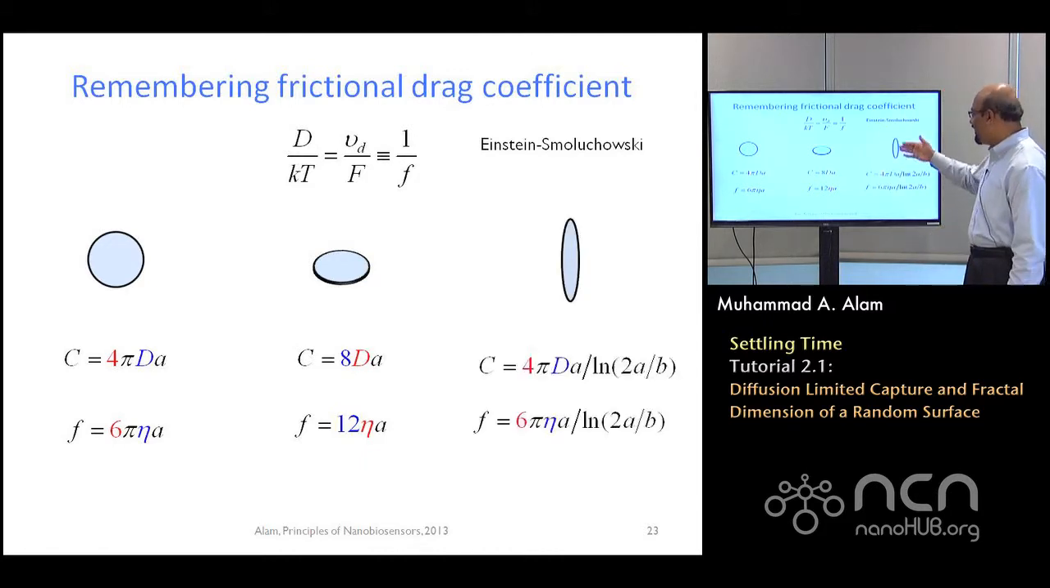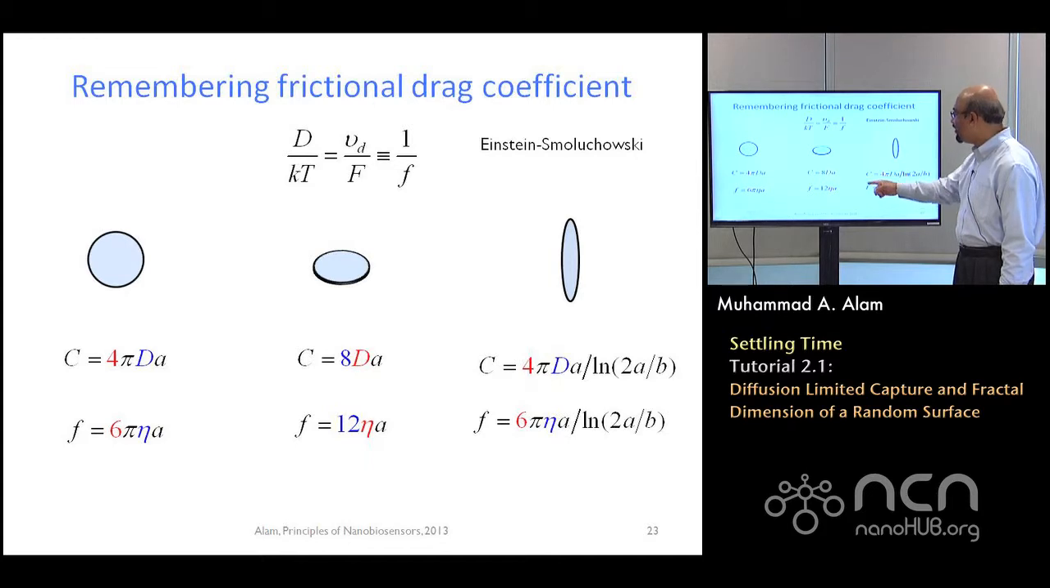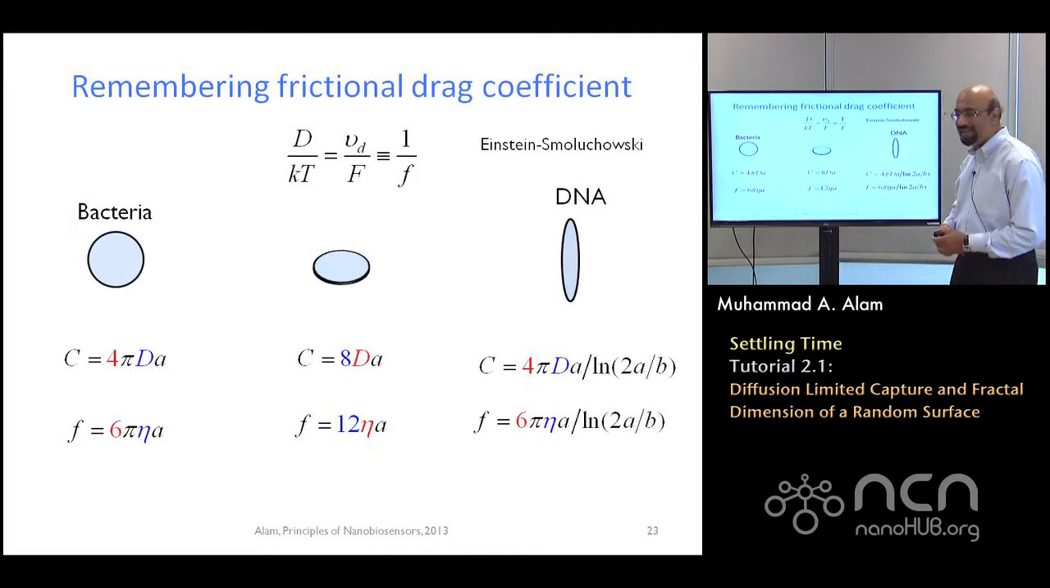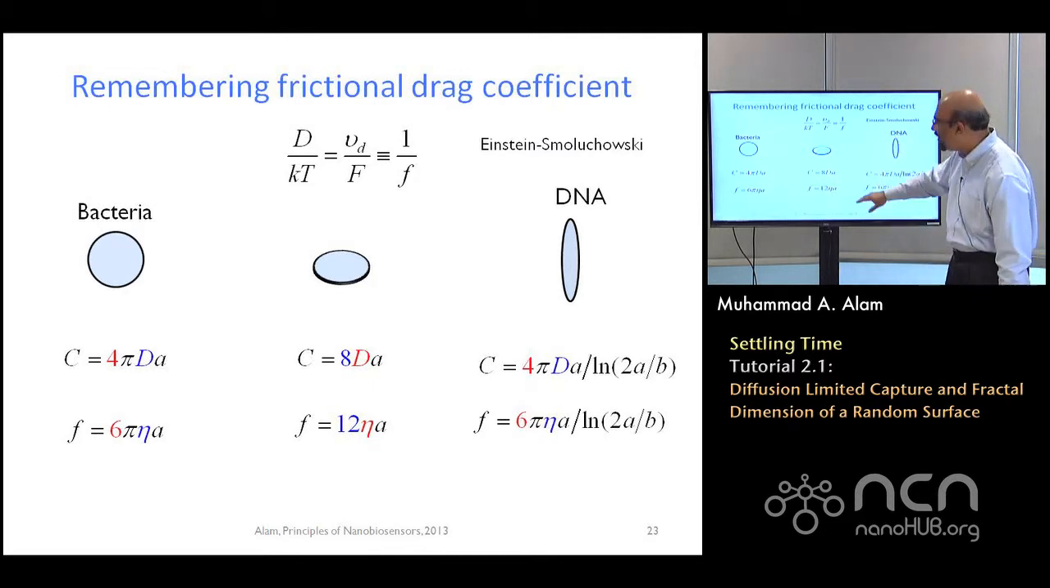And if it is like a DNA, which is an elongated thing, then the capacitance you can look up: 4 pi epsilon a over log of 2a over b. A is the radius at this size and b is on the other side. And all you have to do, to get F, is to replace 4 by 6, epsilon with eta, and you are done. So this is the strange part, that whether it's a bacteria or a DNA, it turns out that once you know the capacitance formula, you can then find out a whole set of things.